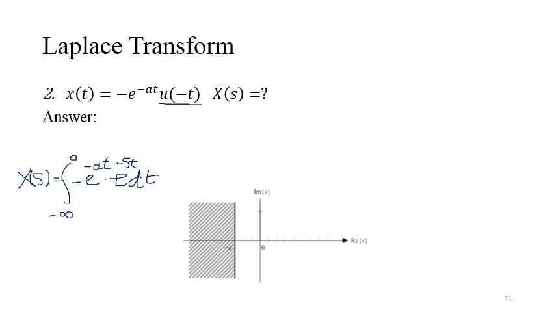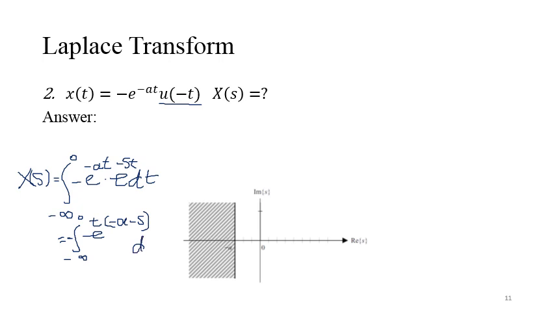So again, we can straight away write the integration from minus infinity up to 0. I'll take t common here, so the minus 1 is also there. So I take t common, and I have minus a and minus s, and dt.